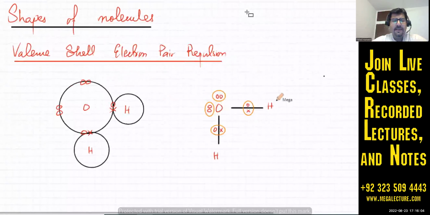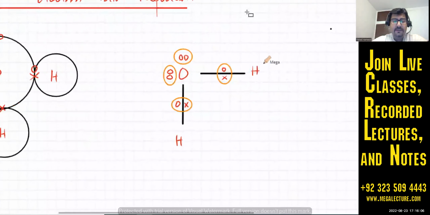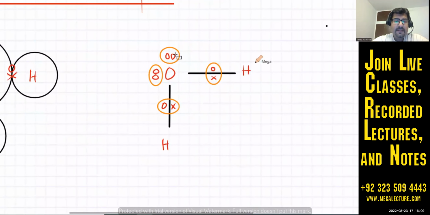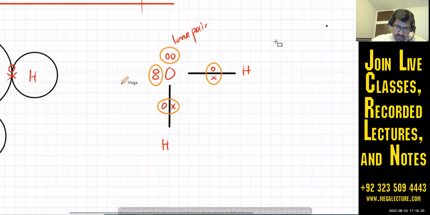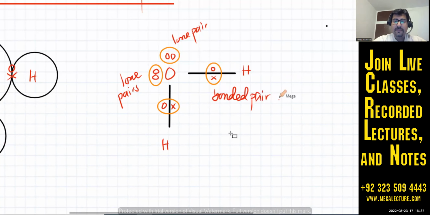Anyways, valence shell electron pair repulsion theory. We want to figure out the shape. So the point is, these lone pairs. Remember these are lone pairs. This is one lone pair, this one is another lone pair. So it's got 2 lone pairs. Lone pairs are not doing anything in the outer shell. This one is a bonded pair, and that's another bonded pair of electrons.